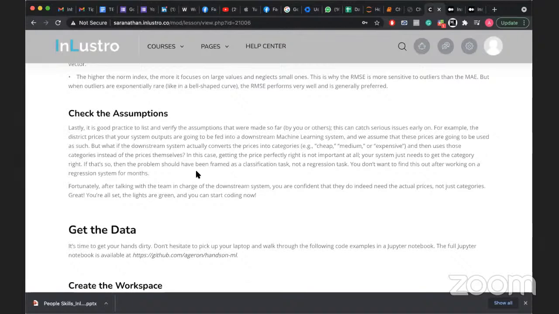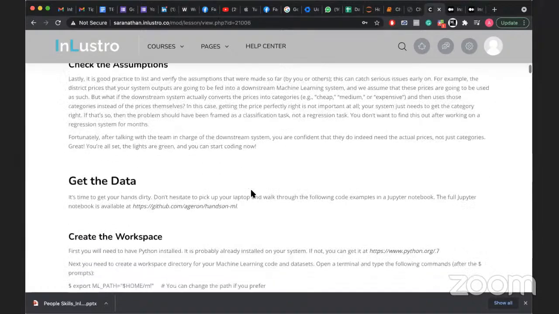If that is the case, then the problem should have been framed as a classification task and not a regression task. So you don't want to find this out at the last part of the process. So always find out before you design a machine learning system in a pipeline, what is the downstream going to use your data for, in what form, what is the purpose, and how it is going to use it. Okay, is that clear, everyone?